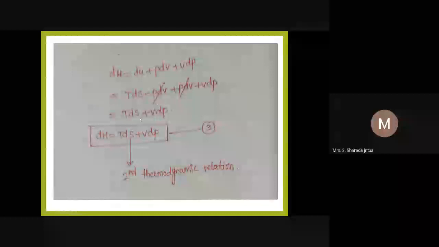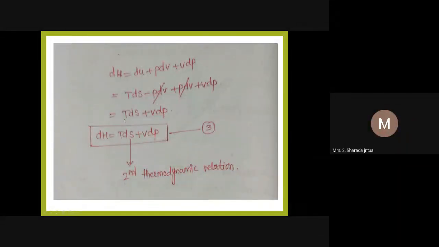Cancelled, and the leftover terms are TdS plus VdP. So finally we'll get dH equal to TdS plus VdP. So this is my second thermodynamic relation. The first thermodynamic relation was for internal energy, that is dU equal to TdS minus PdV.